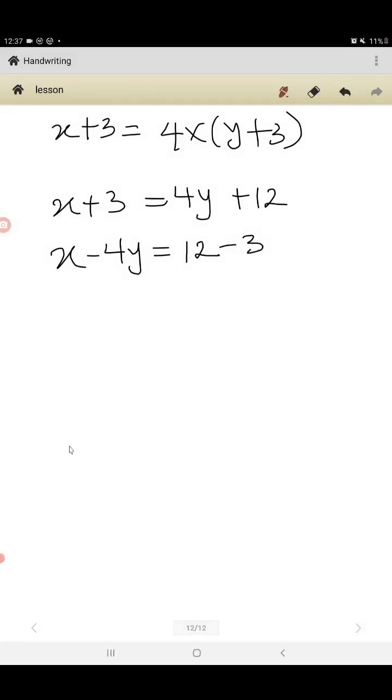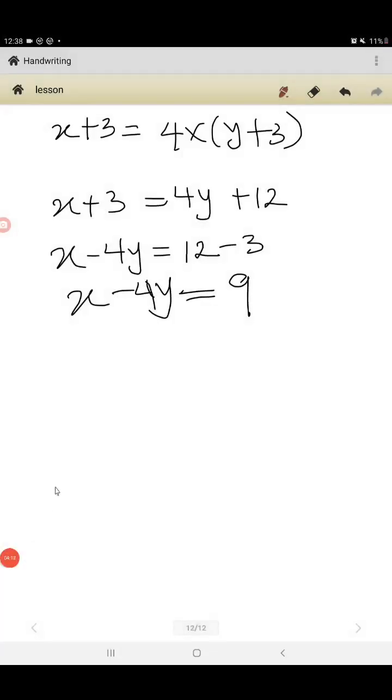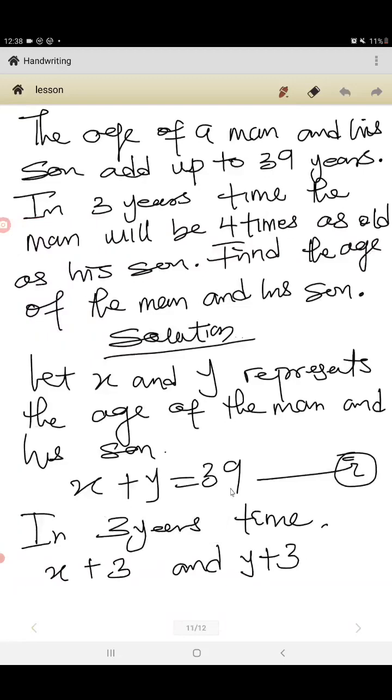Therefore, what you do is collect the like terms. So we now have x minus 4y is equal to 9. So this is equation 2. Therefore, equation 2 is x minus 4y is equal to 9. Now, we're able to see that equation 1 is the sum of the ages.